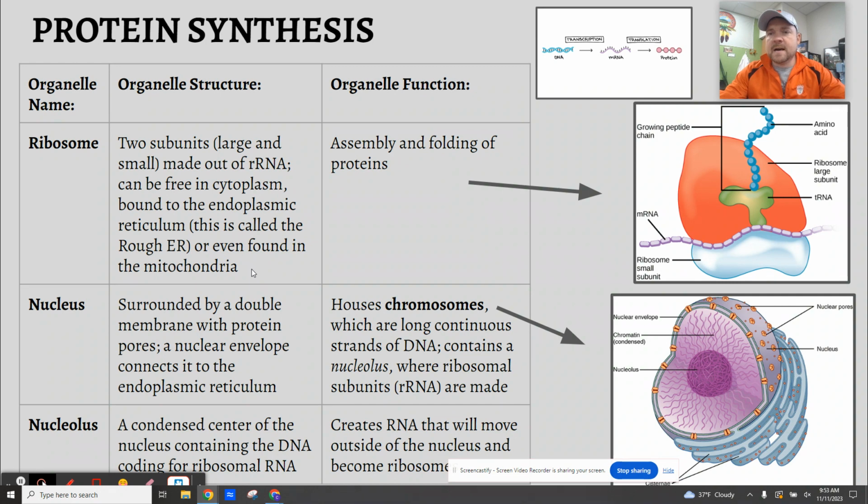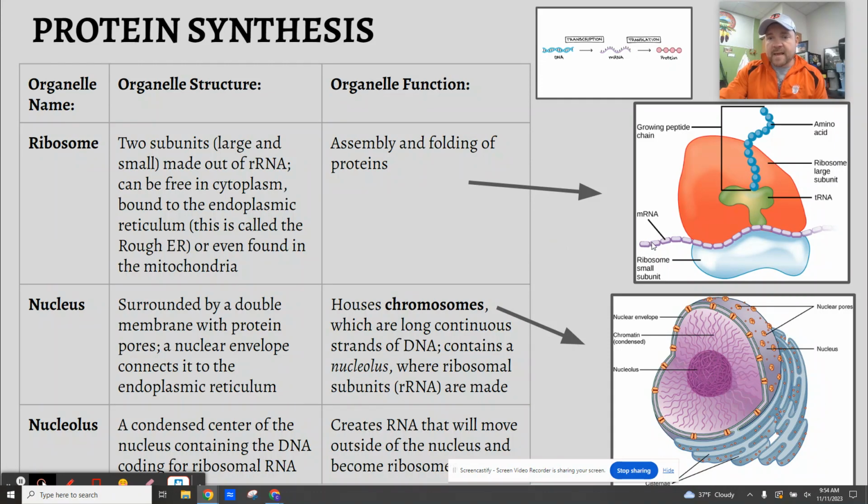And curiously enough, we'll also find them in the mitochondria. That'll come up in our conversation a little bit further. So the mitochondria are going to have some ribosomes also. But the majority of them we're going to find right outside of the nucleus attached to the endoplasmic reticulum. And again, their whole job is going to be the assembly and folding of proteins.